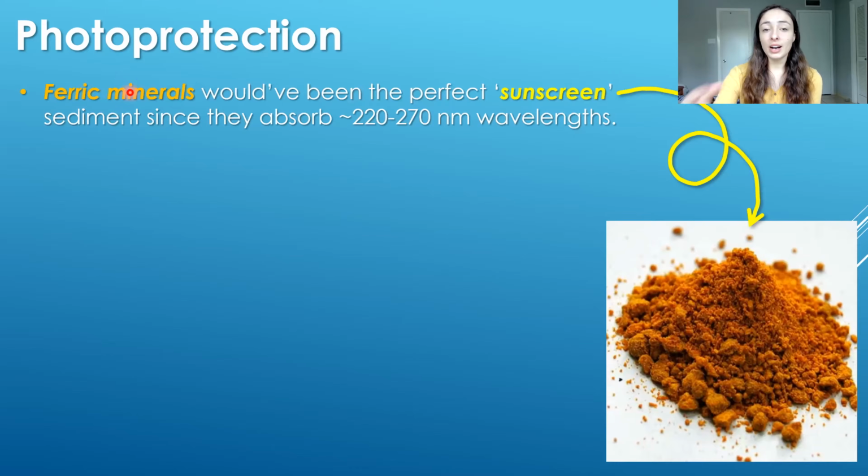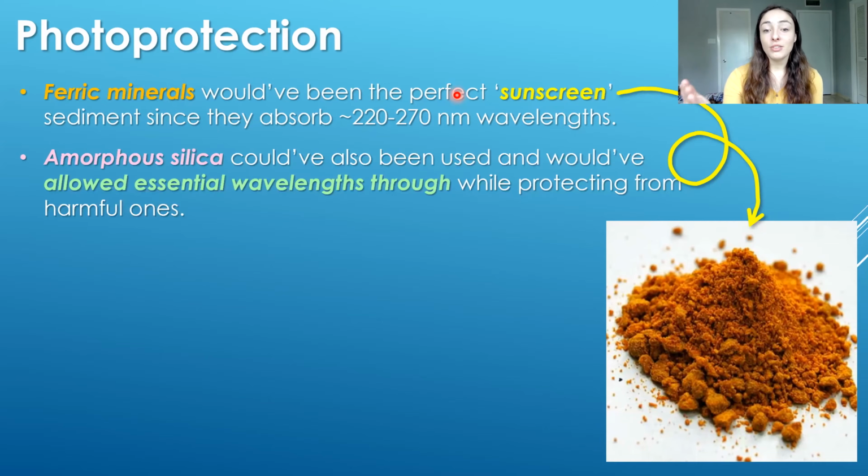Ferric minerals or oxidized iron minerals would have been perfect sunscreen for this UV light because they absorb light in UV light wavelengths around 220 to 270 nanometers. And amorphous silica could have also been used as a sunscreen for UV light because they would have both absorbed UV wavelengths while simultaneously allowing essential wavelengths that the phototrophs wanted and needed through to get to the phototrophs so they could use it.